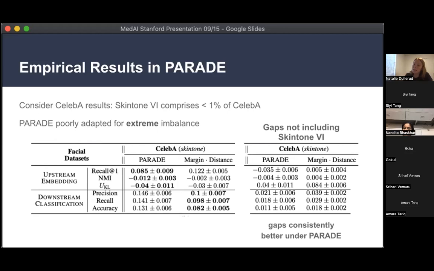But this is really still very impactful and harmful for skin tone 6. And so we note that in cases where there's very severe imbalance, like in CelebA skin tone, PARADE might not be best suited. And so in these cases, we think that maybe oversampling combined with PARADE might be a better approach.